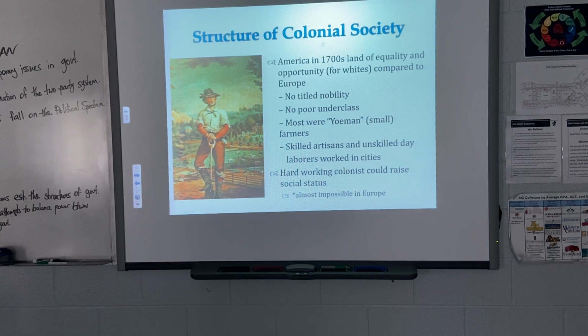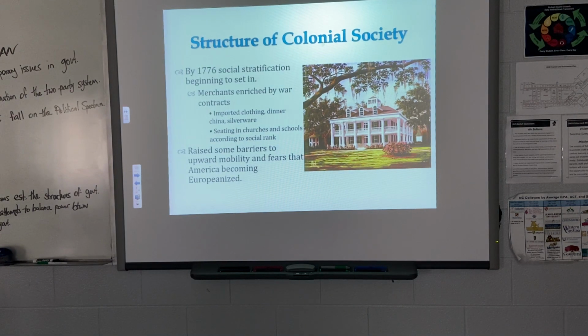All right, so that there again is just the structure of colonial society. Here's some more information. By 1776, of course, there is a social stratification beginning to set in. Merchants were enriched by war contracts, imported clothing, and seating in churches and schools was according to social rank. It raised some barriers to upward mobility and fears that America was becoming Europeanized.